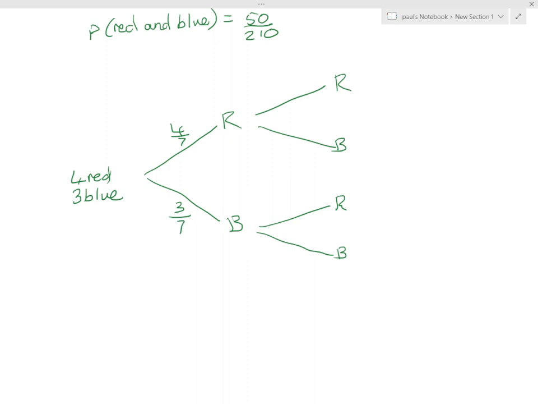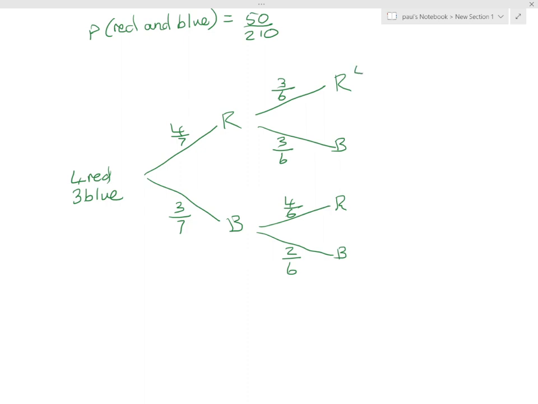Right, so we picked a red, so now there are only 6 left in the bag and only 3 reds, so it's 3 out of 6. If we want to pick a blue, there are still 3 blues, but there are only 6. Blue followed by red, which is 4 out of 6, and blue followed by blue, which will be 2 out of 6 again. So, probability of red followed by red.